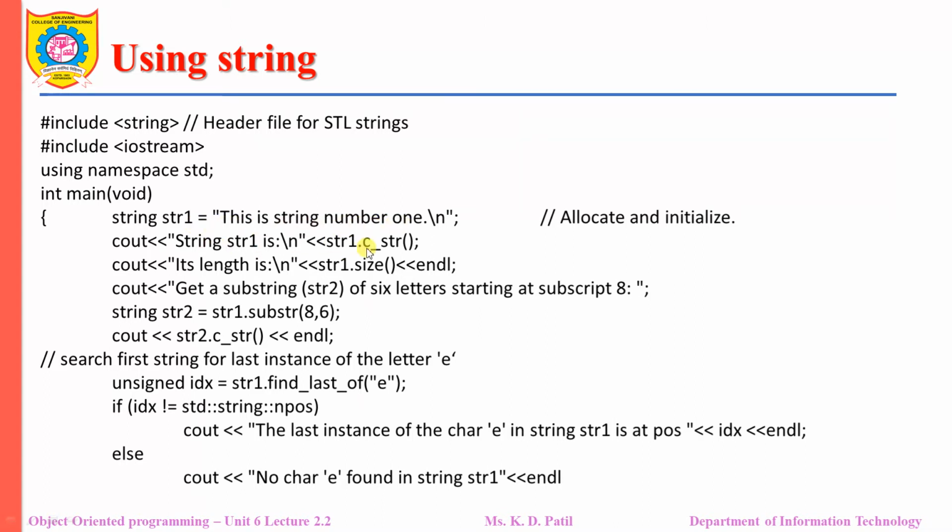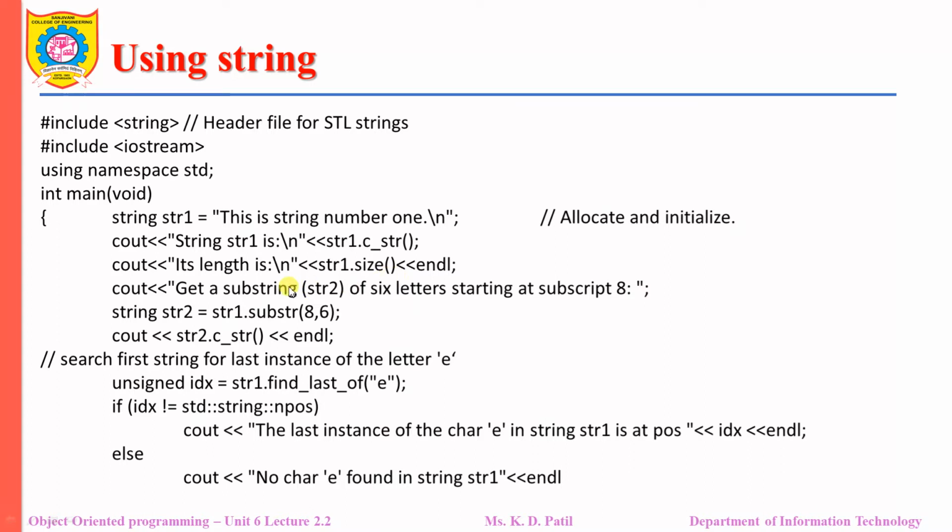Now if I want to display that string, I will simply use the statement str1.c_str function, and this will help me to display the string on my screen. This c_str function is inherited from the C library. Next, if I want to calculate the number of characters in my string, that is the length of the string, I can simply use the size member function of the string class and it will give me the size of that string.